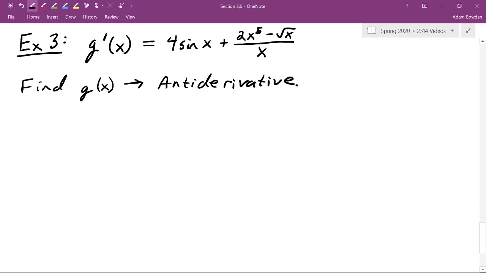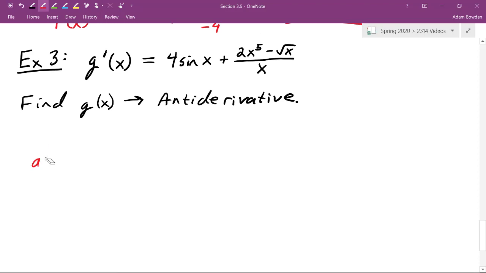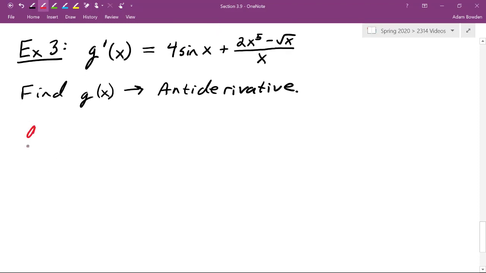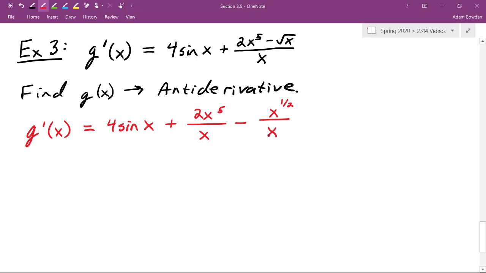So to find the antiderivative of this thing, it's going to take just a second to rewrite it a little bit before we do so. So what I'm going to do with this g prime of x, the 4 sine of x doesn't really change too much, but I can split apart this fraction into 2x to the 5th divided by x minus, I'll make that x to the 1/2 from the square root divided by x. Okay, this is going to allow me to simplify it down just a little bit.